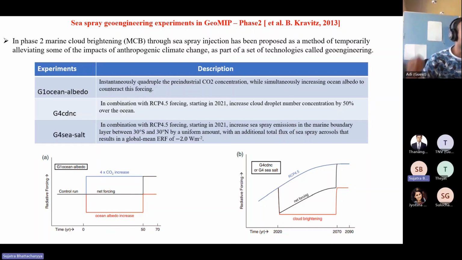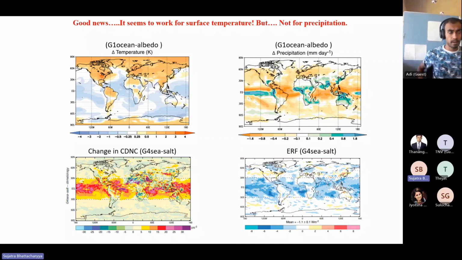So what they get, there is good news. It seems to work for the surface temperature, but not the precipitation. In the G1 ocean albedo experiment, we can see there is a lot of cooling in the oceans as well as the tropics. But if we look at the precipitation change, it is very non-uniform, the precipitation decreases, and the ITCZ is also disturbed in this geoengineering experiment.